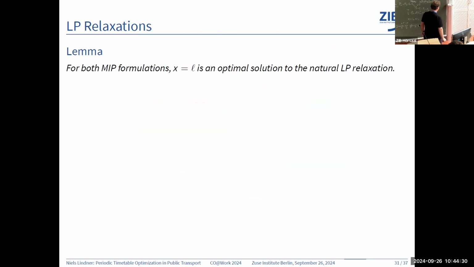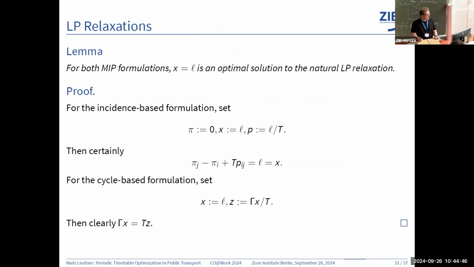What is now the downside of this? I basically told you to use one of those 2 MIP formulations and solve it. The problem is that it's not that easy for real-sized instances. One reason is that the LP relaxation is just really poor, because it can always stay at lower bounds. And one way to see this is the following.